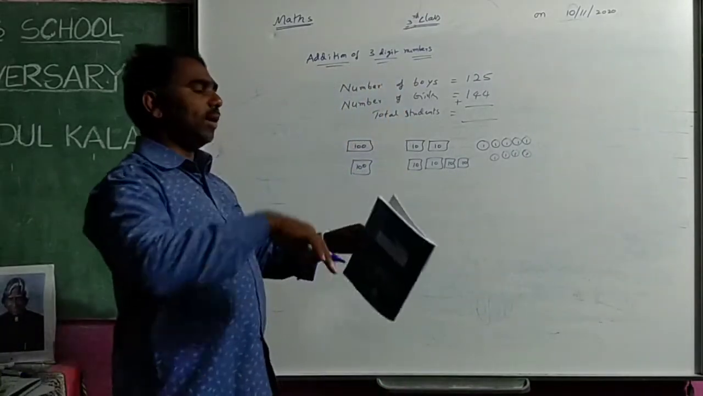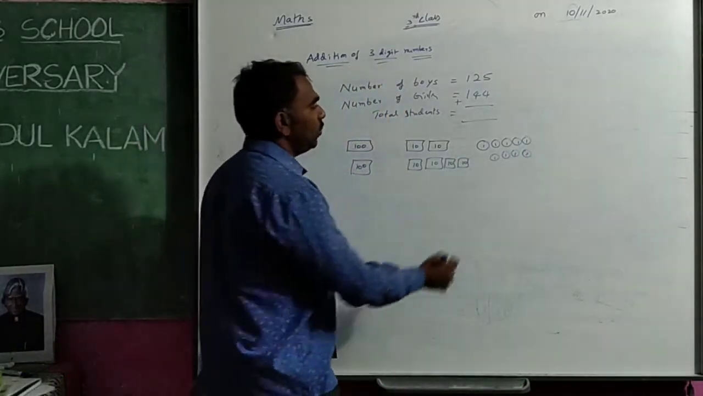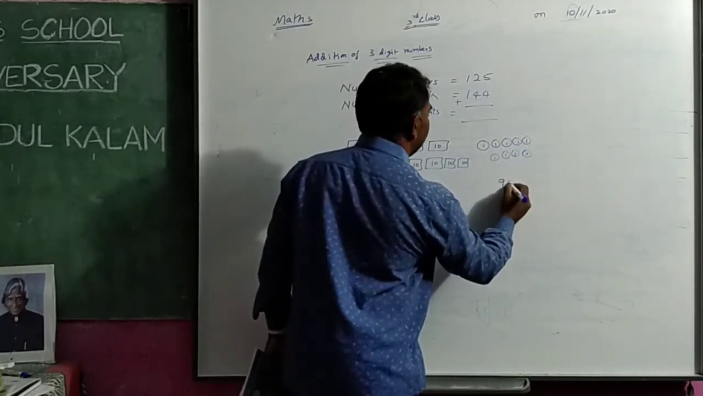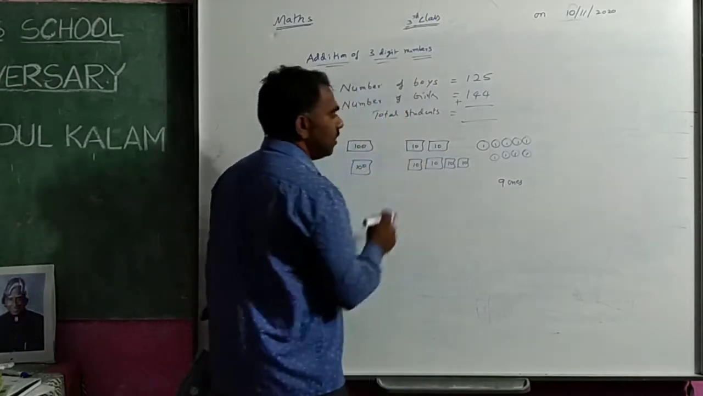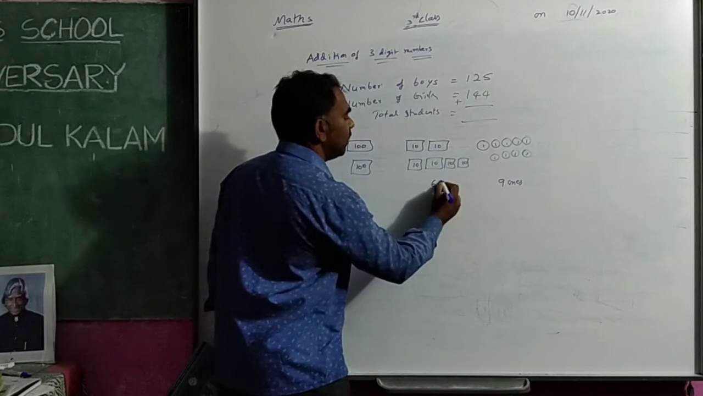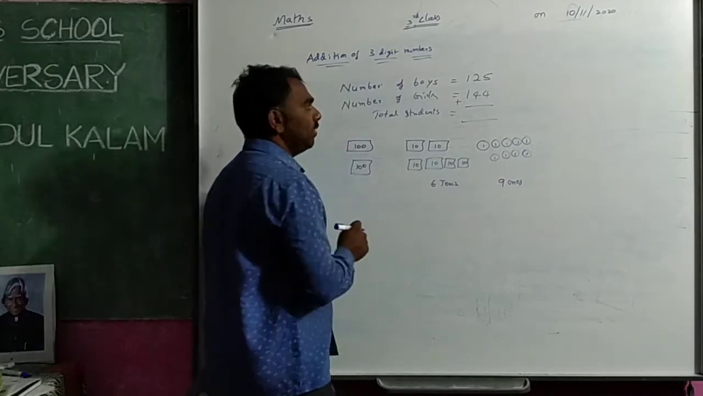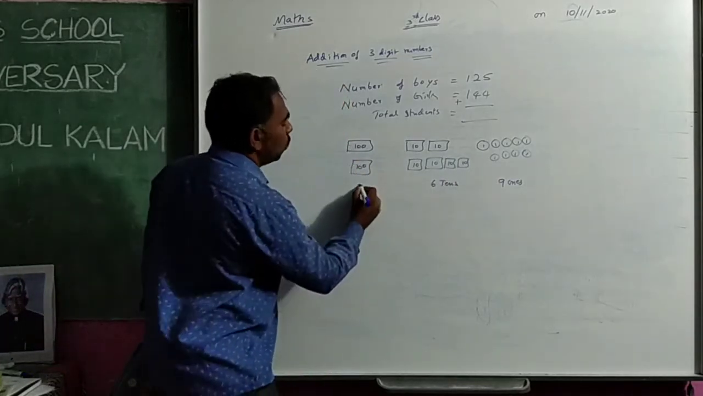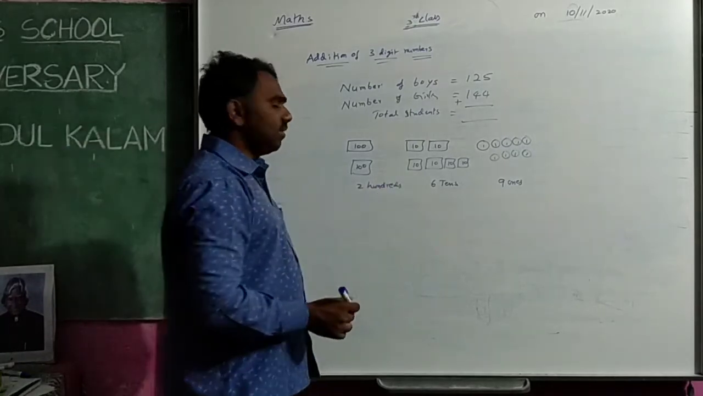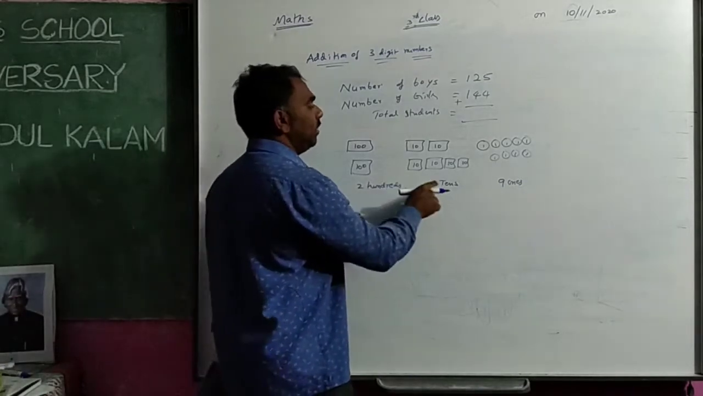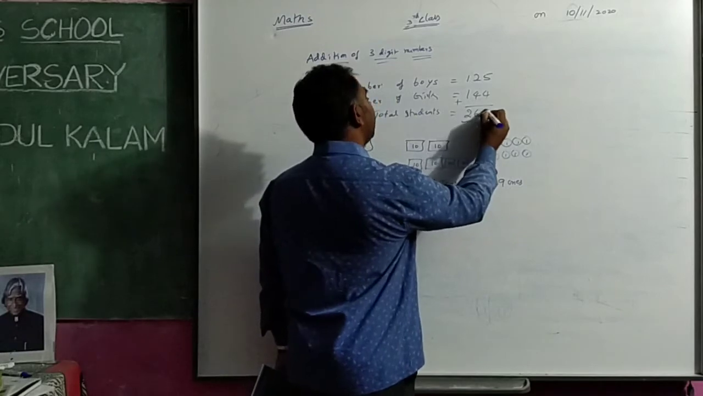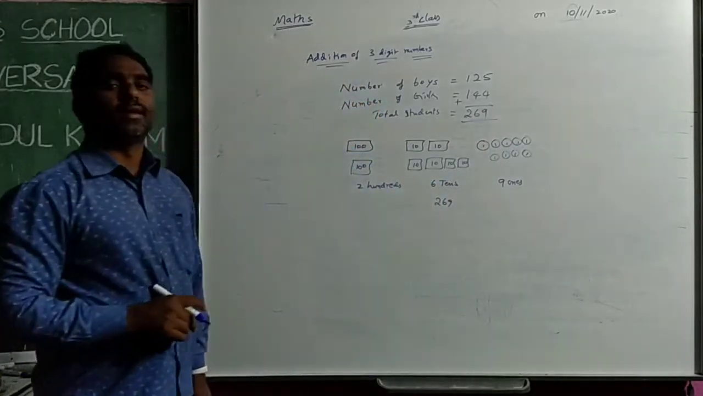Now add together. What did you get here? 1, 2, 3, 4, 5, 6, 7, 8, 9. 9 ones are there. Here tens: 1, 2, 3, 4, 5, 6. 6 tens are there. Hundreds: 1 and 1, 2 hundreds are there. So finally what is the number? 269. So the answer is 269.